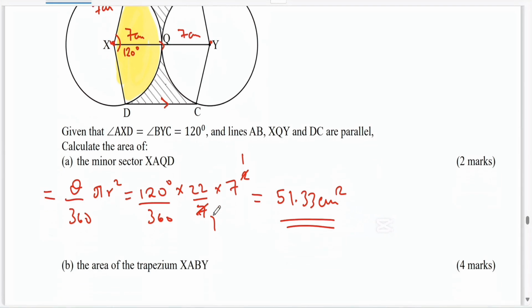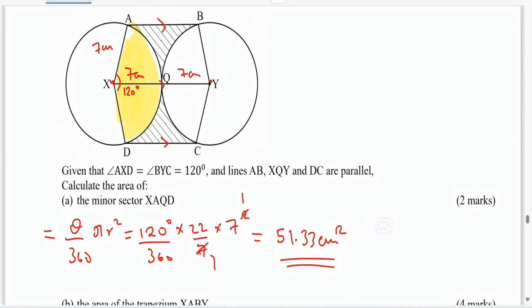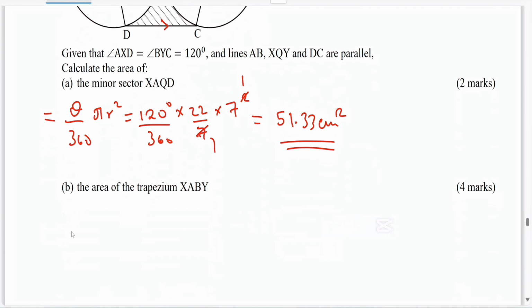Now the area of trapezium XABY. So we will find the trapezium. For us to calculate, the trapezium is this whole one here. So this is a trapezium. Let's write the trapezium just in case. So our trapezium is like this.